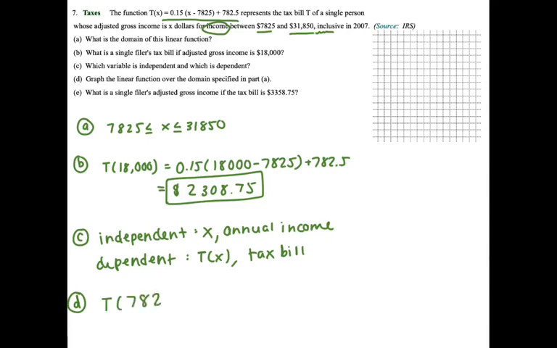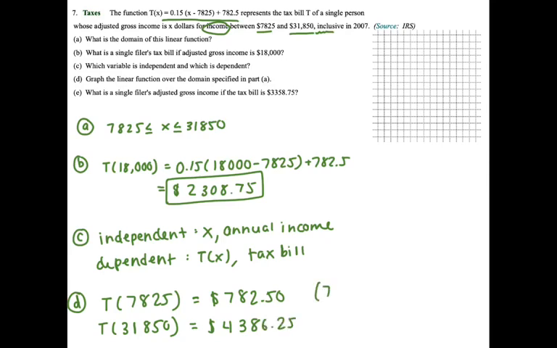So I'm going to plug in my lower bound, 7,825. When I type that into a calculator and calculate, I get $782.50, and then I'm going to do the same thing for my upper bound on my domain. So $31,850 gives us a tax bill that is $4,386.25. So I'm going to plot the points here, 7,825, 782.5, and 31,850, 4,386.25.